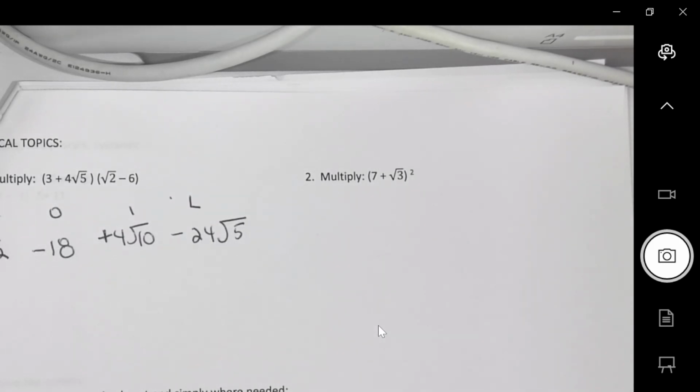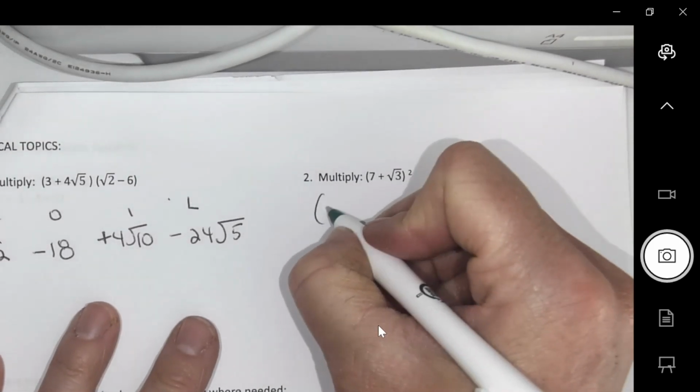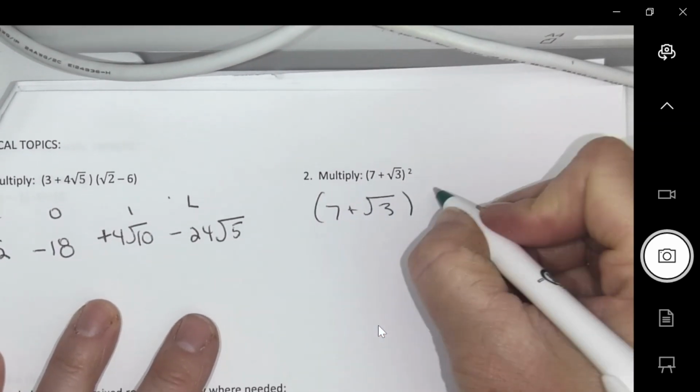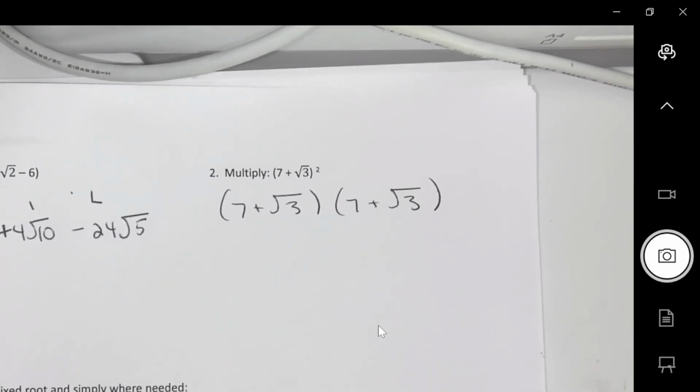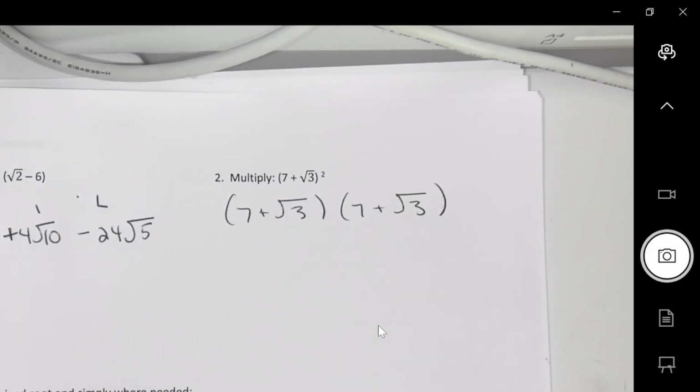Okay, squaring something, please remember that you're going to have to FOIL if you are squaring a binomial. Don't try to just square each thing individually because it's squaring the unit. It's a different idea. So don't shortcut, you got to think like this. Same idea, FOIL.